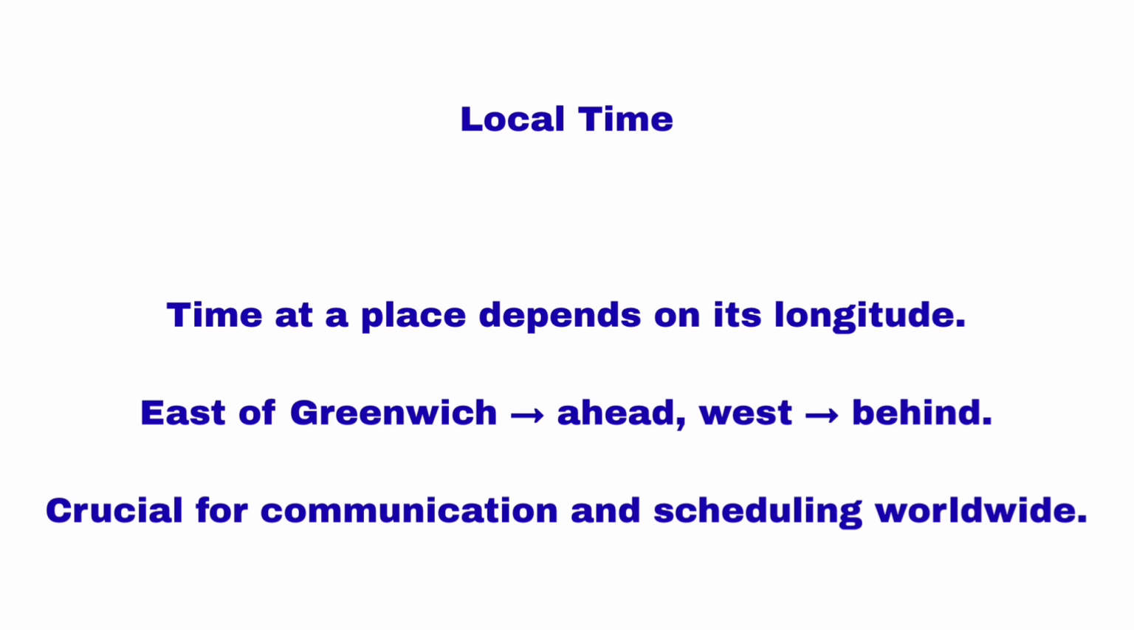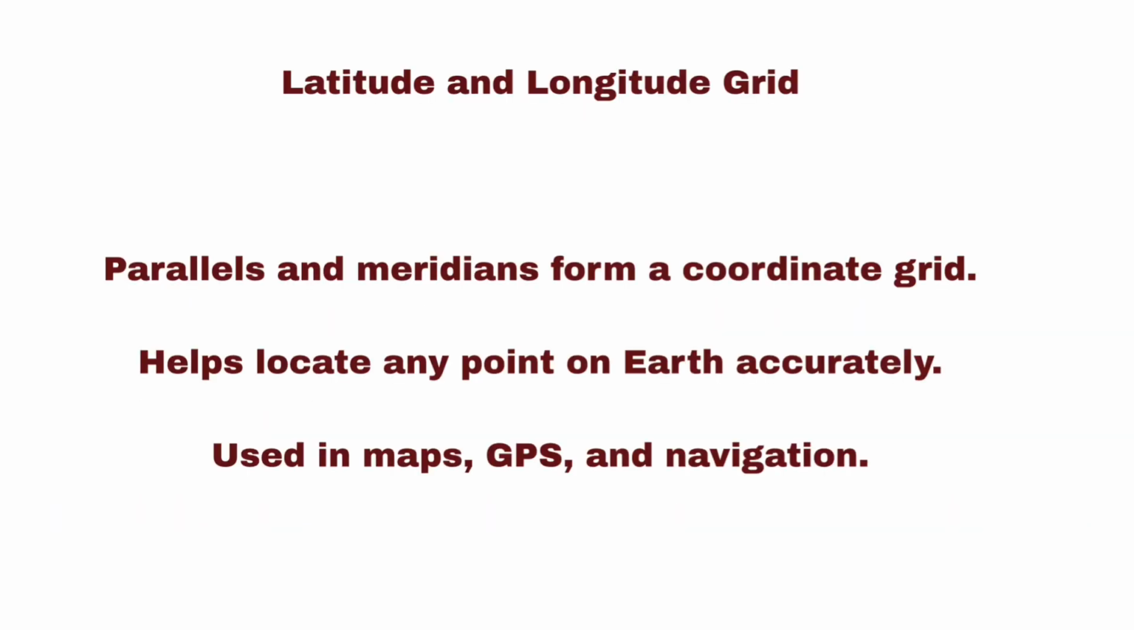Latitude and longitude grid. The latitude-longitude grid is a network of imaginary lines drawn on Earth to locate places exactly. Latitudes are horizontal lines that measure north or south of the equator, while longitudes or meridians are vertical lines that measure east or west of the prime meridian. This helps locate any place accurately and is used in maps, globes, or GPS.